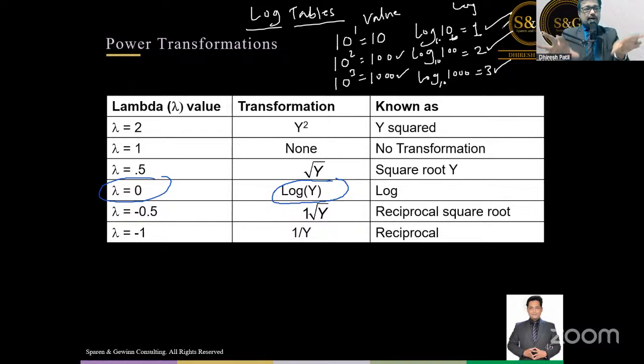I'm just giving you some details. We don't have to go that much into detail. Software is doing everything for us. I'm just explaining what happens at the back end, how the transformation happens. Clear? Everybody? So you check the lambda value, come to this table, find out what kind of transformation is required. If it is log transformation, then this is what it is.